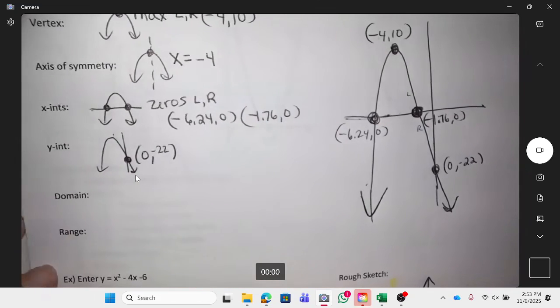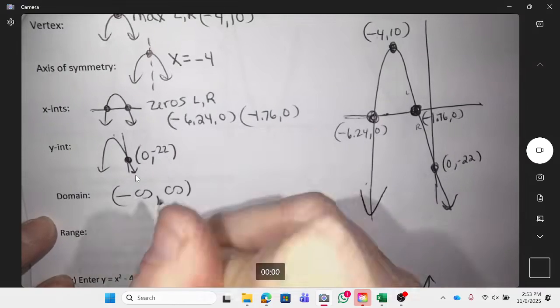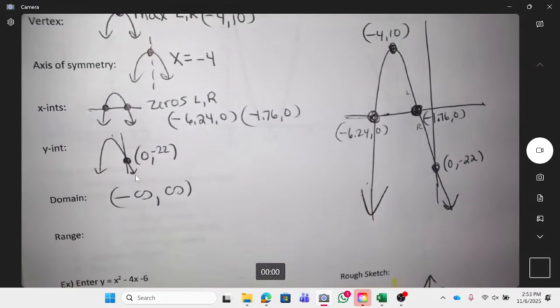Domain. Okay? Left forever, and it's going to go right forever. It keeps just going both ways.